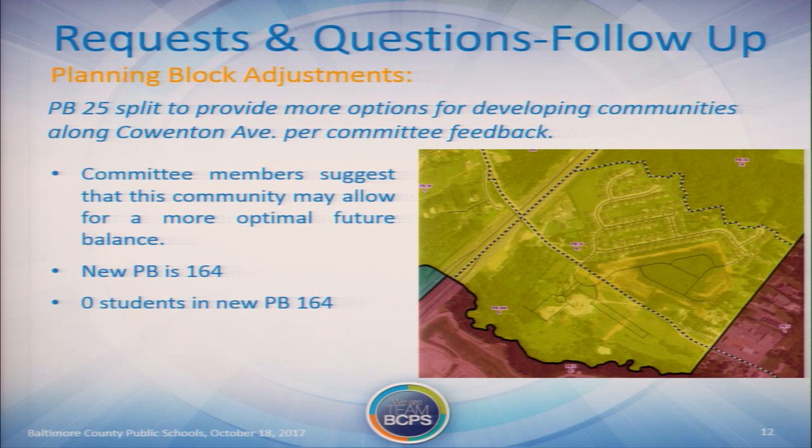There are zero students in it right now. But you'll notice, I think it's option 7, this area feeds into the new school, and this area remains in Chapel Hill. In option 8, they both may stay in Chapel Hill, but you'll have to take a look at that and examine that. But that's another planning block adjustment that was made based on your input.